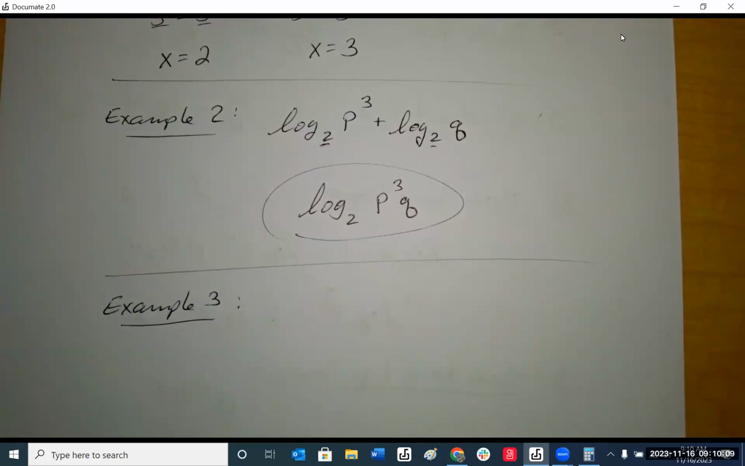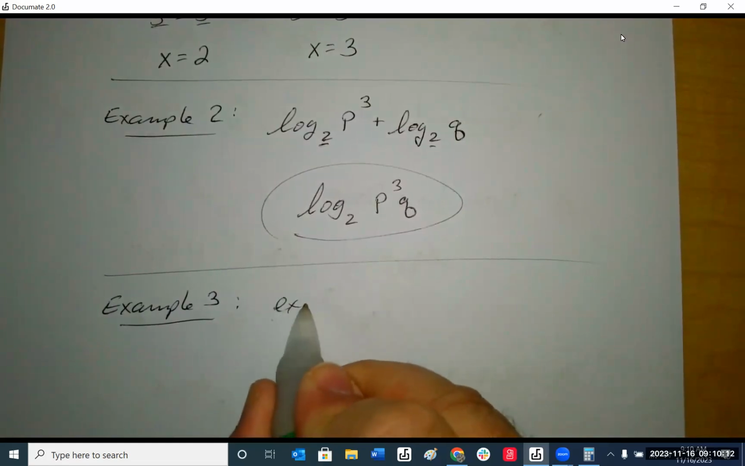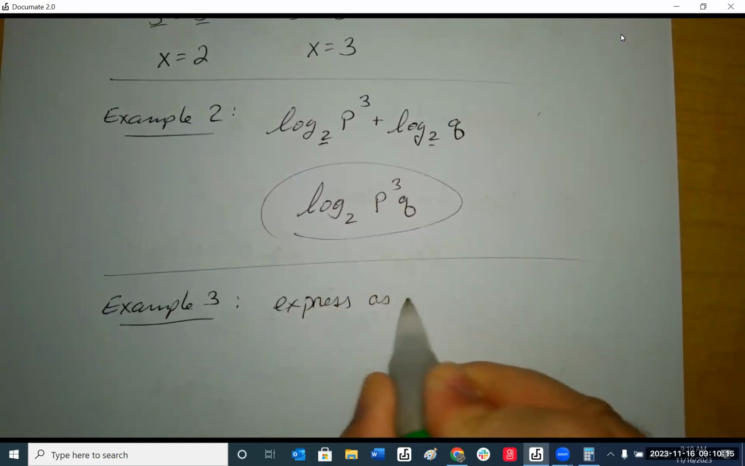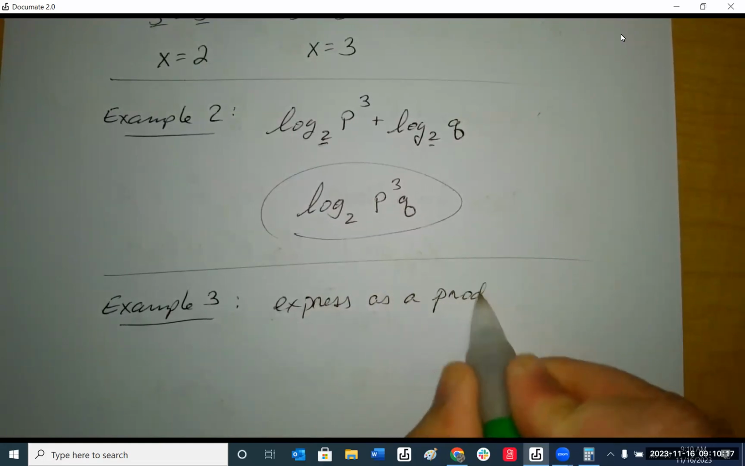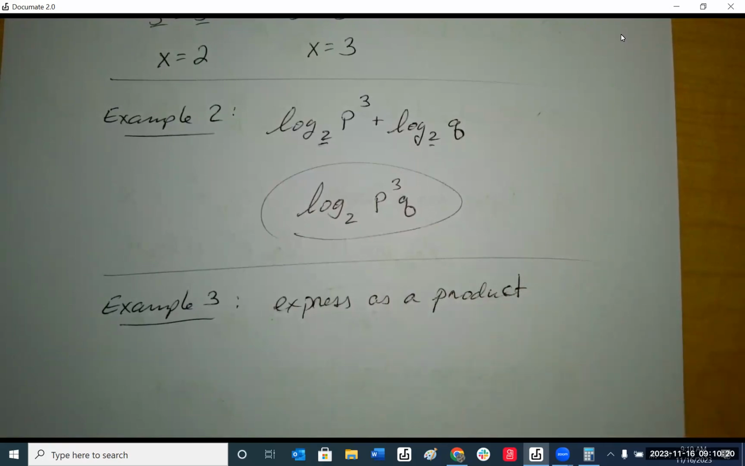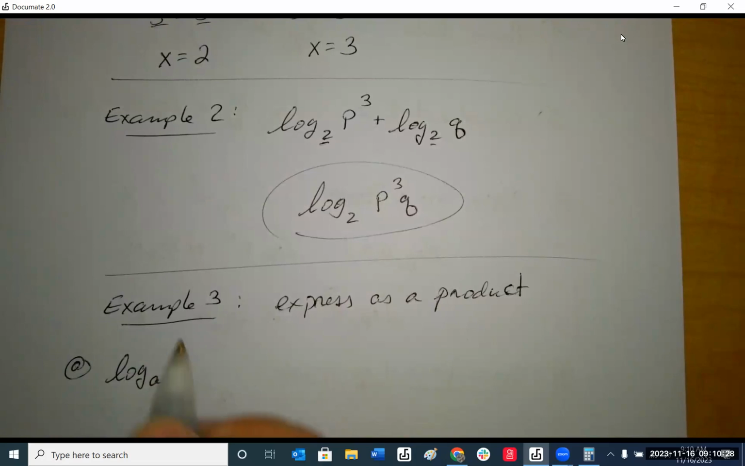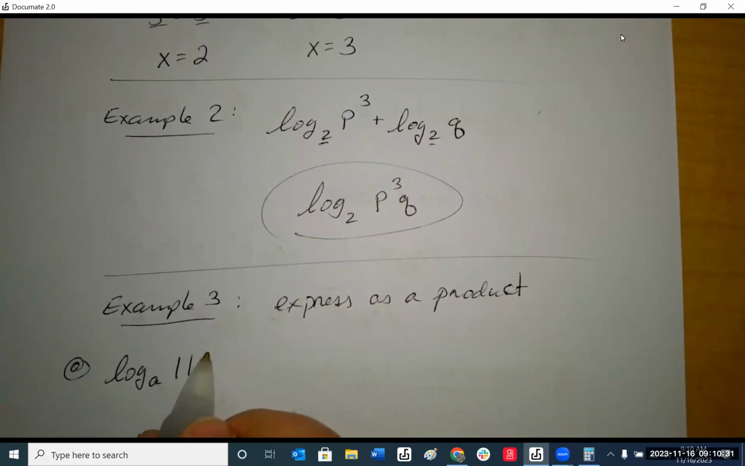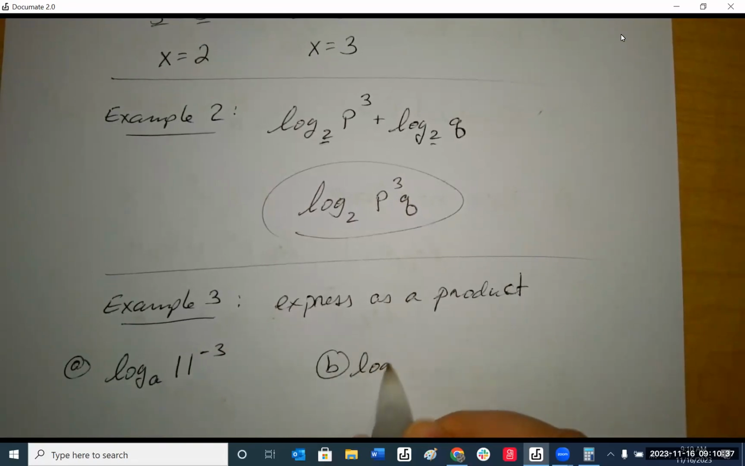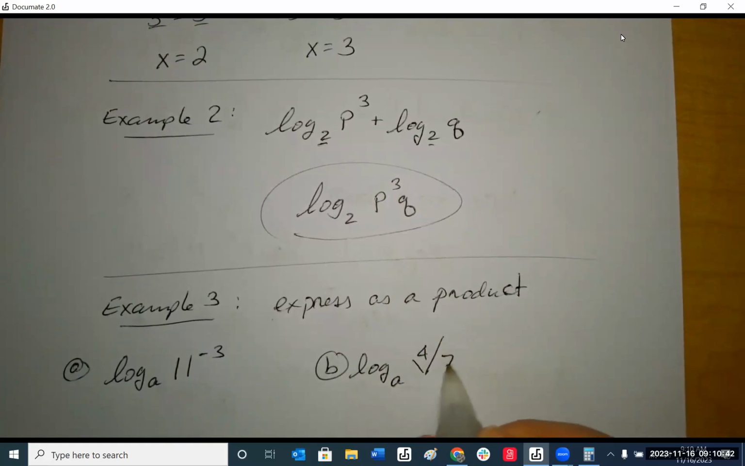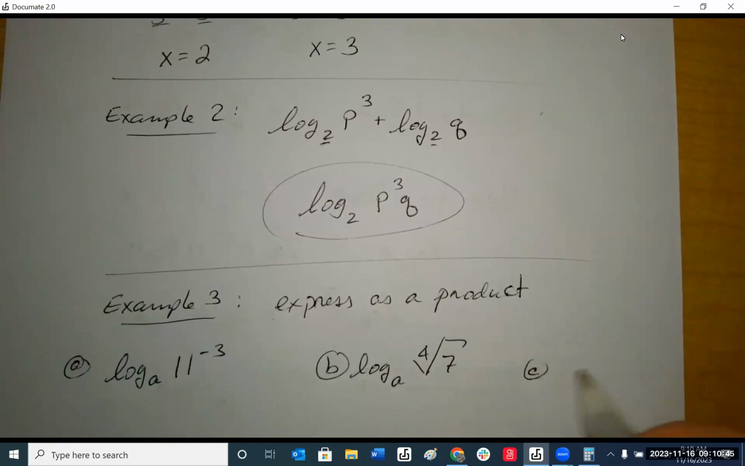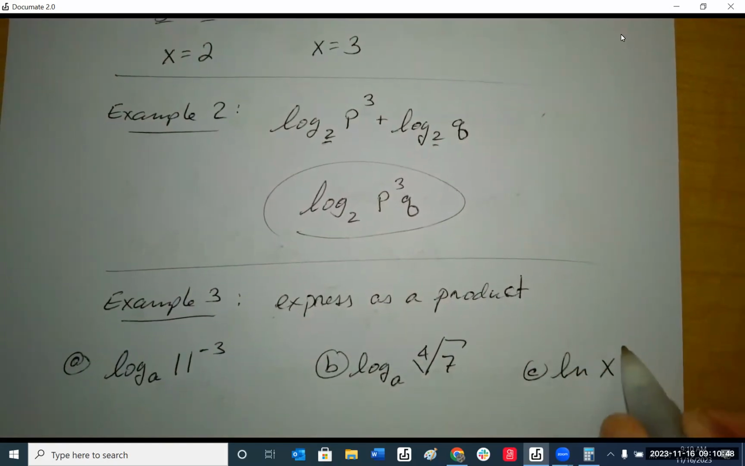Now, this one: express as a product. Log base A of 11 to the power -3. Log base A of the 4th root of 7. And ln x to the 6th.